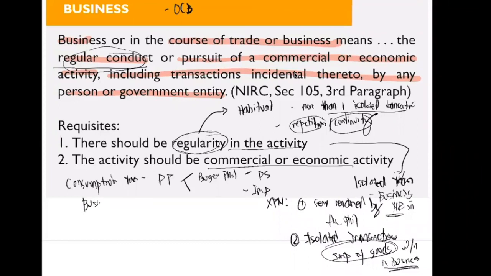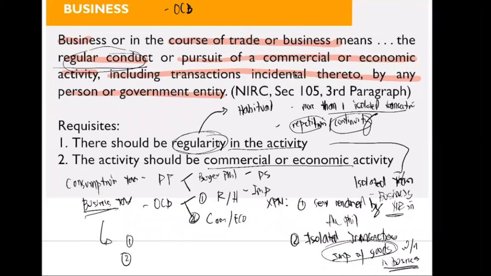Now, we have here your business tax. When do we consider a particular entity subject to business tax? If you are engaged in the ordinary course of business, and the requisites are, first, we have your regularity in the activity or habituality in the activity. Next, there is a commercial or economic activity. And once you know that you are subject to a business tax, you can be taxed on these three items.